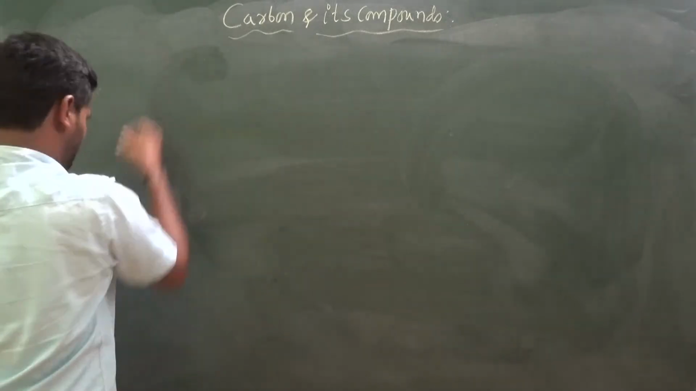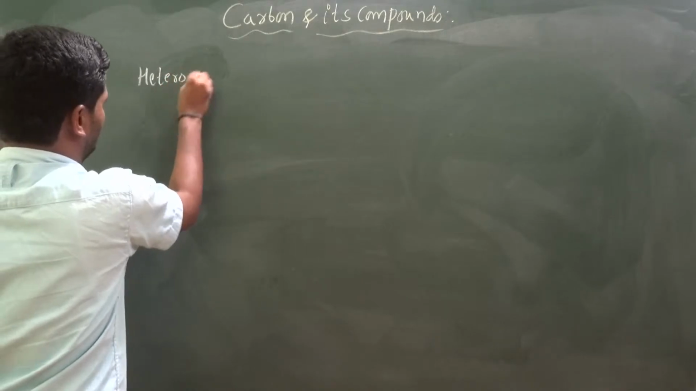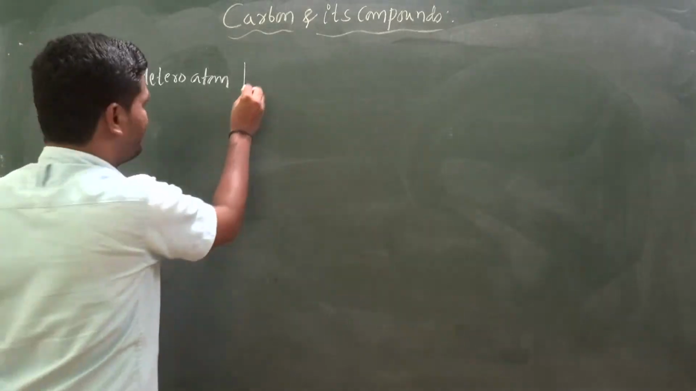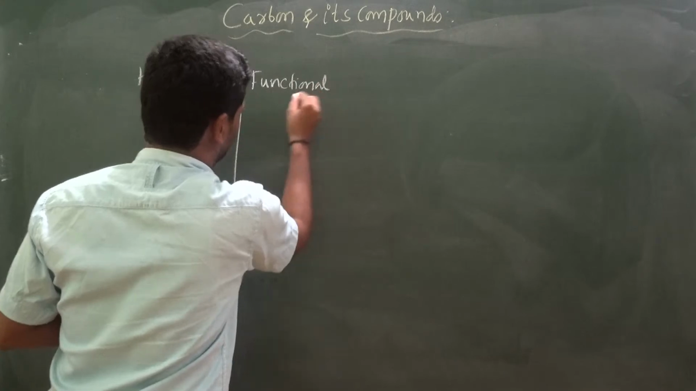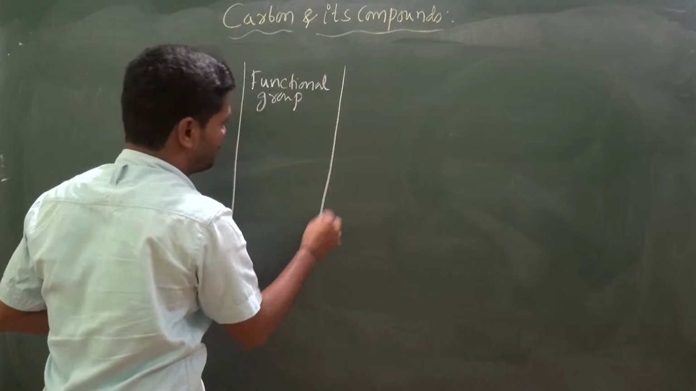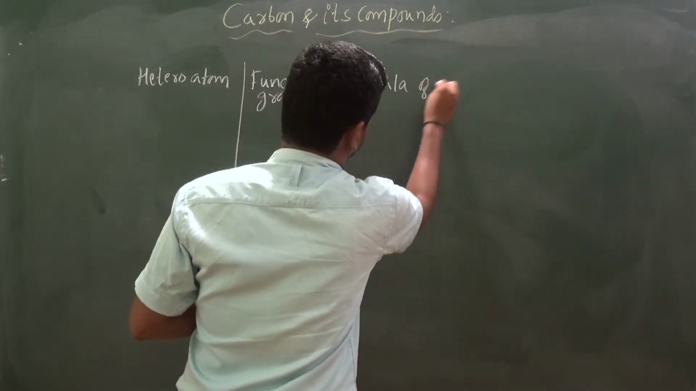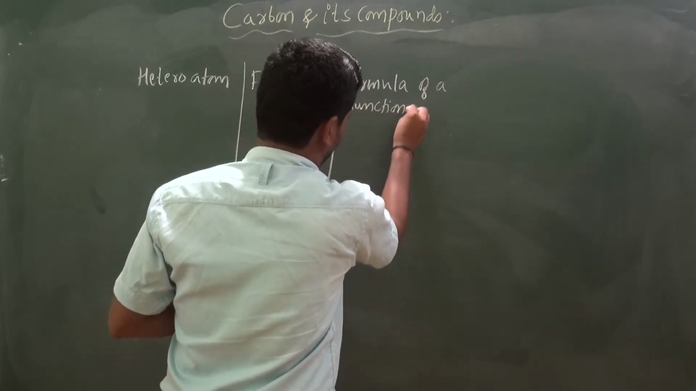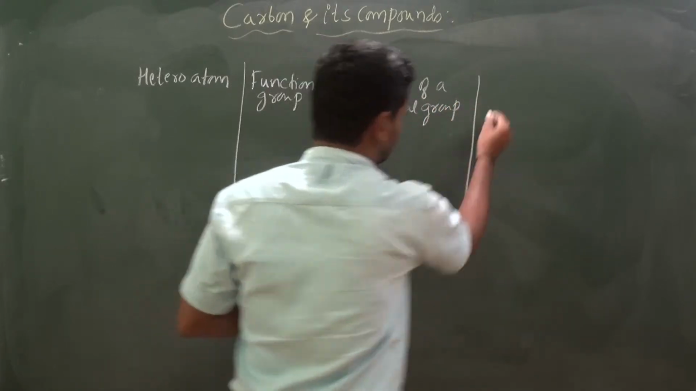The next one. First one is the heteroatom, and next one is the functional group. Then the next one is the formula of a functional group. And next one is the examples.